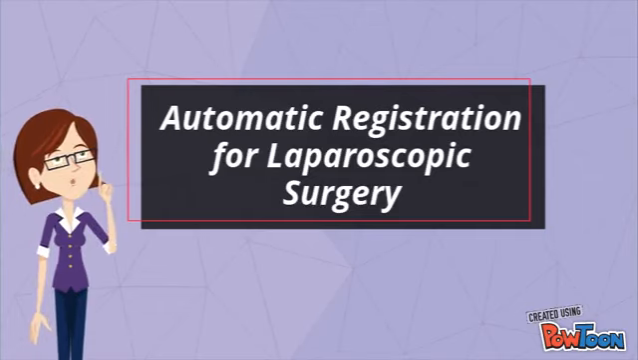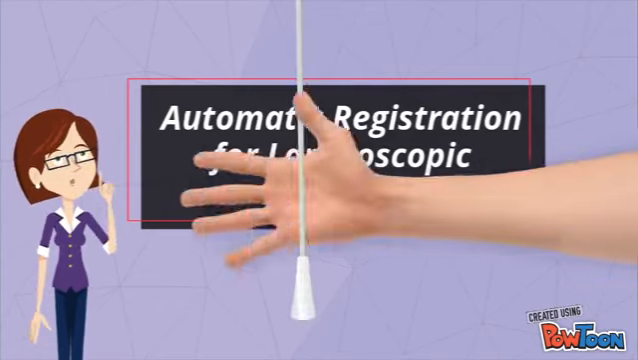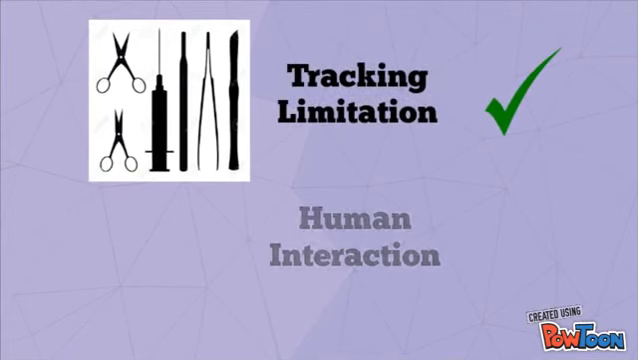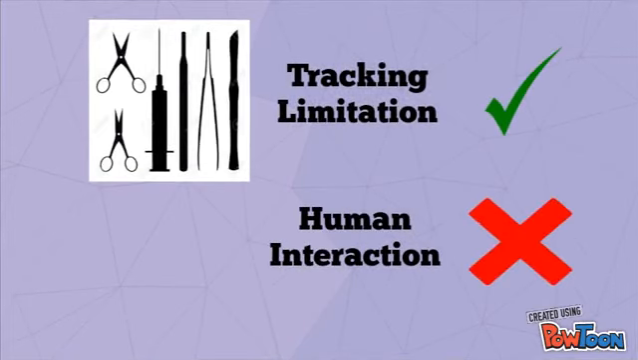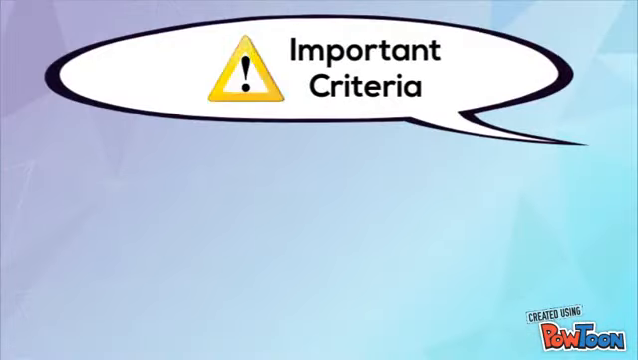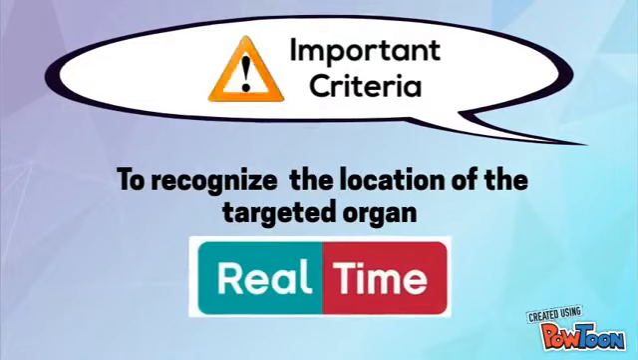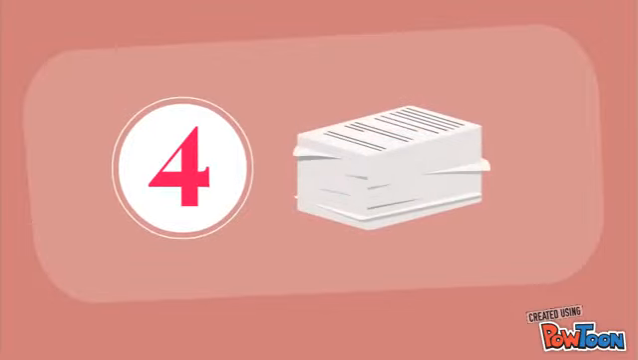Automatic registration for laparoscopic surgery. The concept of automatic registration: the surgical tool's tracking limitation is solved, and human interaction is not required. The most important criterion for automatic registration is to recognize the location of the targeted organ in real time. There are 4 selected research papers about automatic registration.